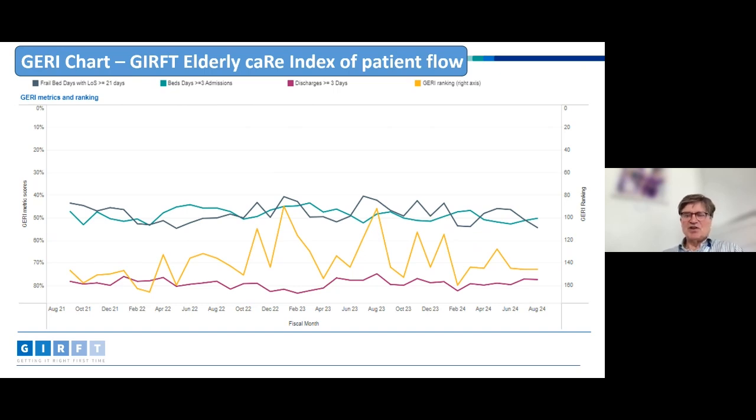But behind this is extraordinary variation in some of these metrics between the highest and lowest performers. But the 3 we're using for the Jerry ranking are the ones I've talked about already: discharge less than 3 days, frailty bed use for length of stay more than 21 days, and then we're using bed utilization by the repeat 3 or more admissions in the year, so a sort of readmission metric. So those are charted.